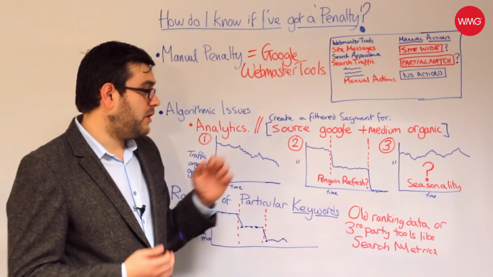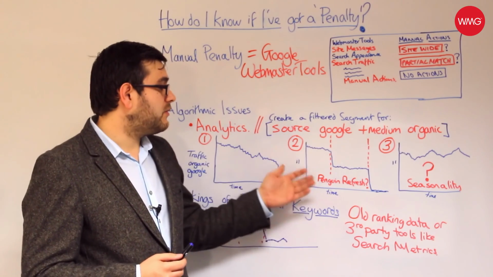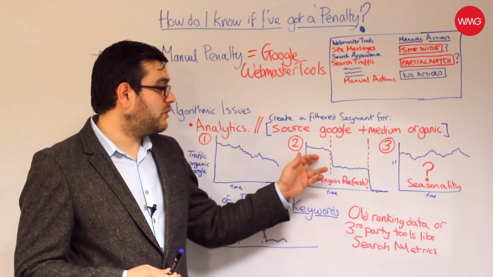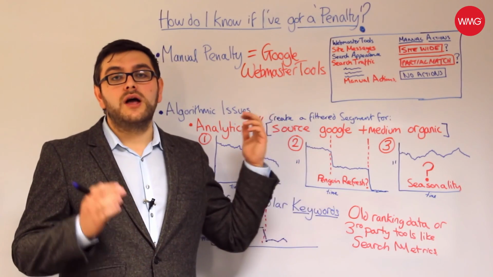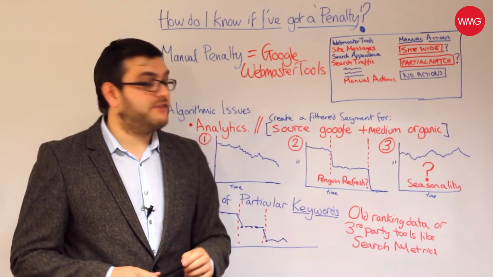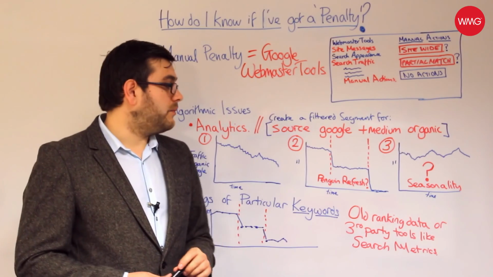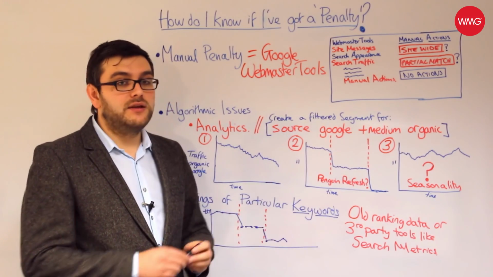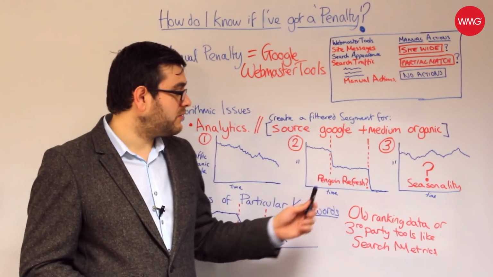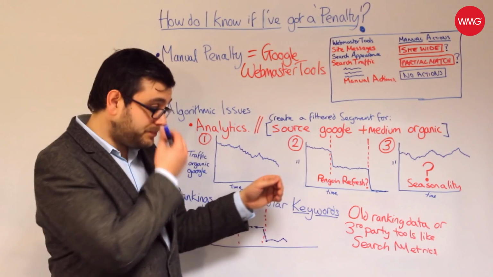The second type of traffic analysis is the Penguin refresh. This is quite clearly identifiable. It also looks very similar to a manual action taken on your site, where you've got a certain volume of traffic and then suddenly, without warning, it drops significantly. Now they don't all look like this. It can be steps, lots of different steps as it gradually gets worse, or it can be sudden, sharp declines.